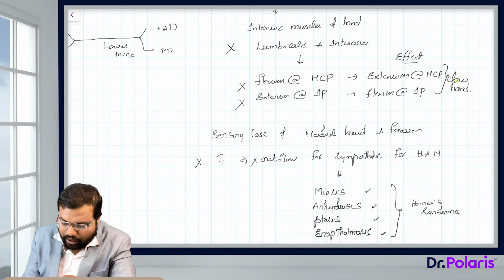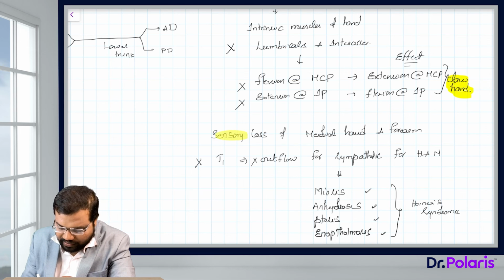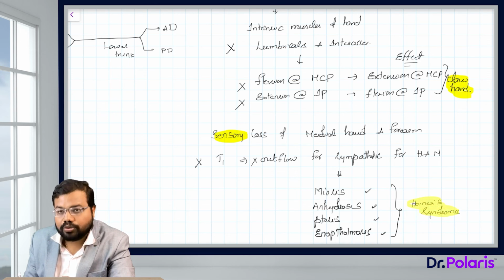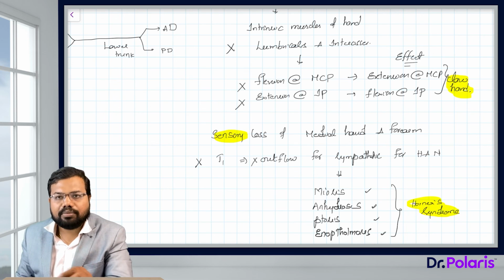So together, claw hand, sensory loss of the medial hand and forearm, and Horner's syndrome. These three together constitute Klumpke's paralysis.